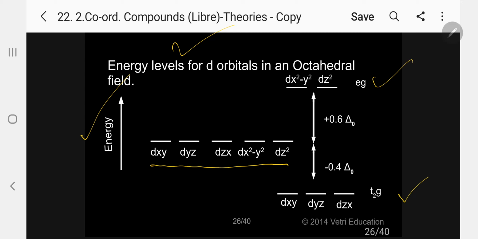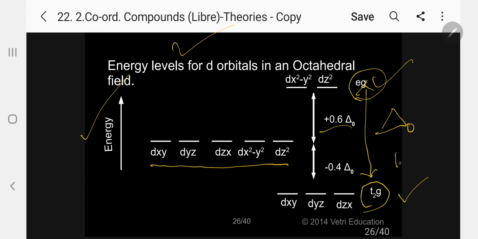Kindly follow. d x square minus y square and d z square, we are calling EG. dxy, dyz, dzx, we are calling T2G. So this entire difference will be given as delta 0. The total energy required is delta 0. So that we are now explaining here. This is the normal energy level, and from that the EG orbitals go up by 0.6, assuming the total is 1 delta 0. Out of this, the EG orbitals go upward, and the 3 T2G orbitals come down. So it is minus 0.4 delta 0.